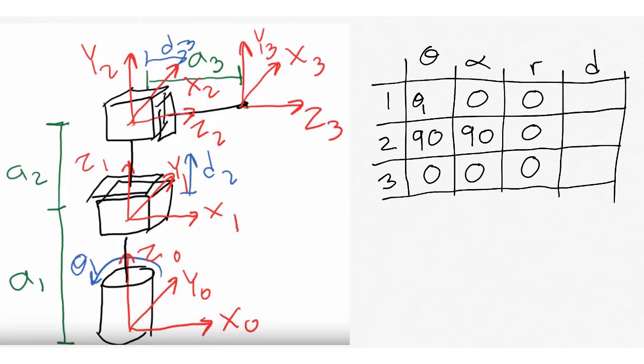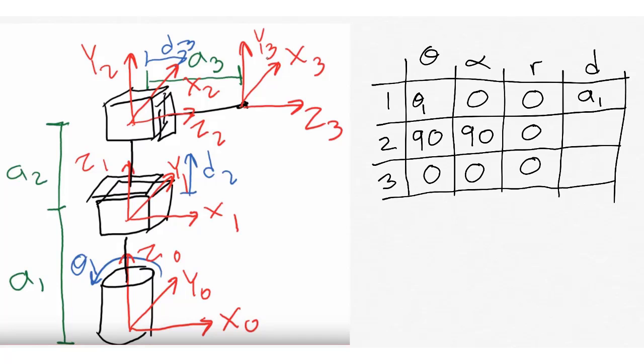Finally, we'll do the d column. D in the first row is asking us what is the displacement from the center of frame 0 to the center of frame 1, measured in the z0 direction. This value is a1.